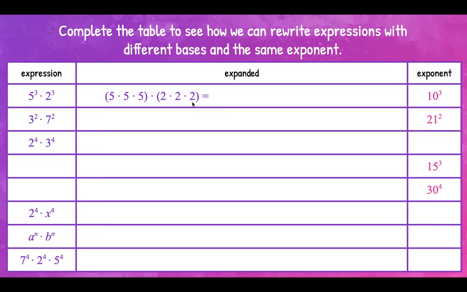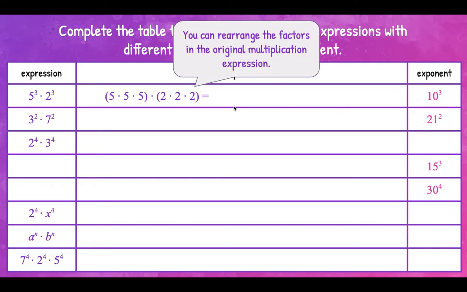What we're able to do here is rearrange the factors in the original multiplication expression. I can take a factor of 5 and a factor of 2 and combine them. So I could say 2 times 5, 2 times 5, and 2 times 5. I'm taking a factor of 2 and a factor of 5 and combining them into a multiplication, and I have that 3 times.